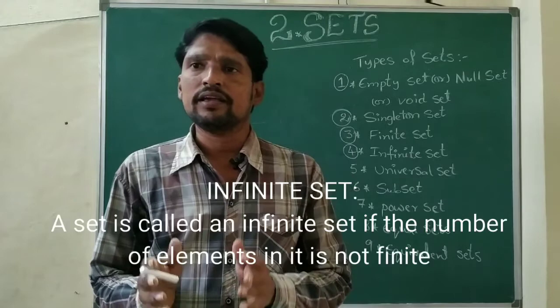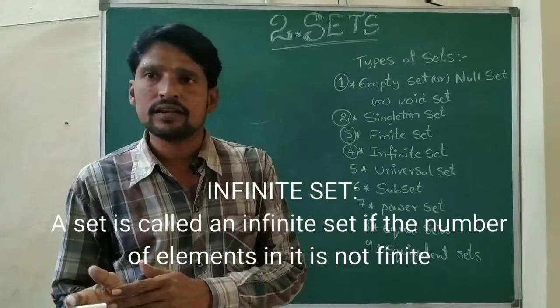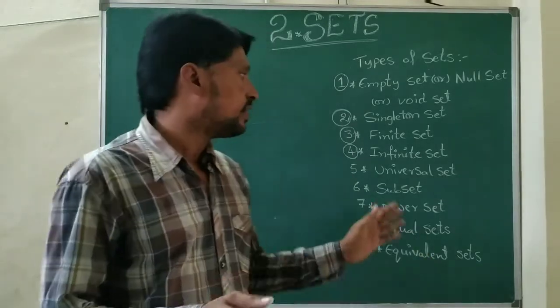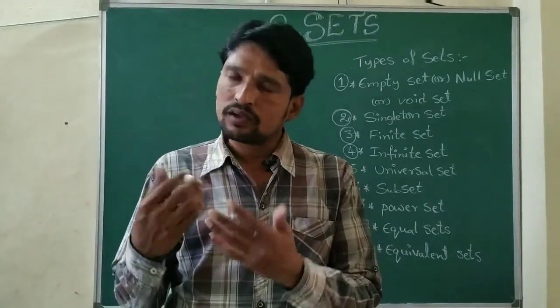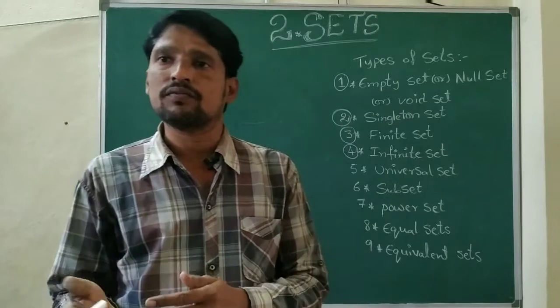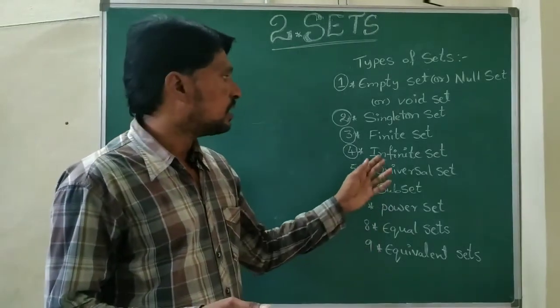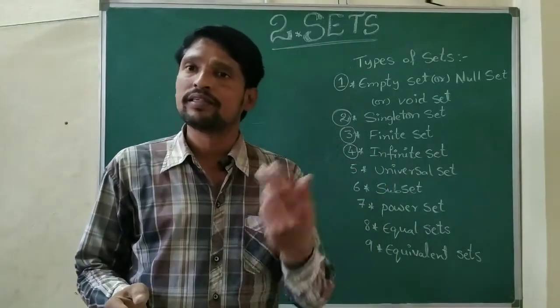What is an infinite set? A set is called an infinite set if the number of elements in the set is infinite, not finite. Infinite means it is not finite. So we can't count the number of elements in that set.